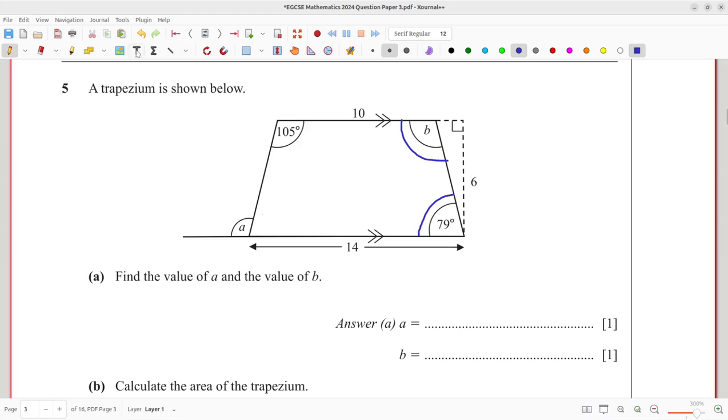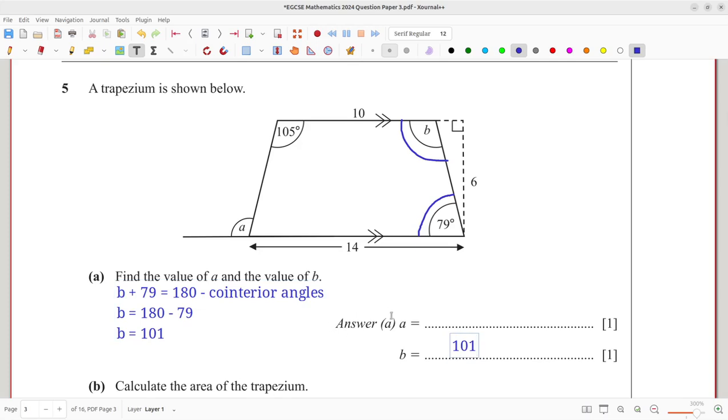So let's just use that. You have B plus 79 equals 180 degrees. Reason: co-interior angles. So B is now equal to 180 minus 79, which gives B equals 101 degrees. So let's write that for our 1 mark, 101.